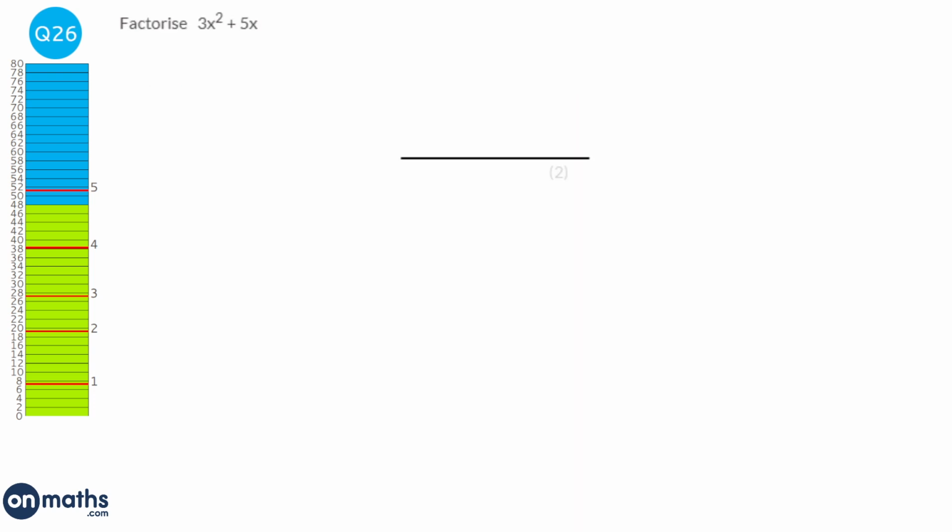Factorising is the opposite of expanding. With expanding, we're multiplying out a bracket. With factorising, we're putting something in a bracket. So I'm going to start by just putting the bracket down. Now I need to ask myself, what number can I divide out of 3x squared and 5x?